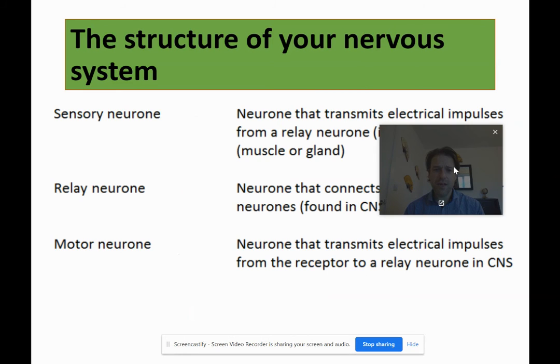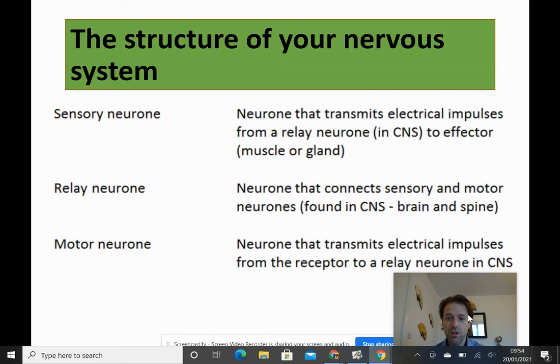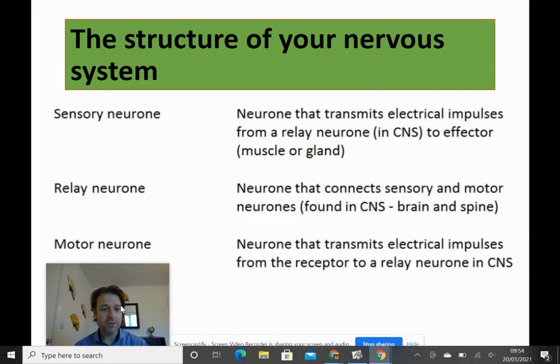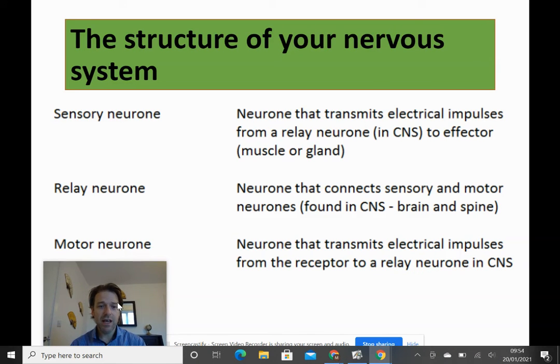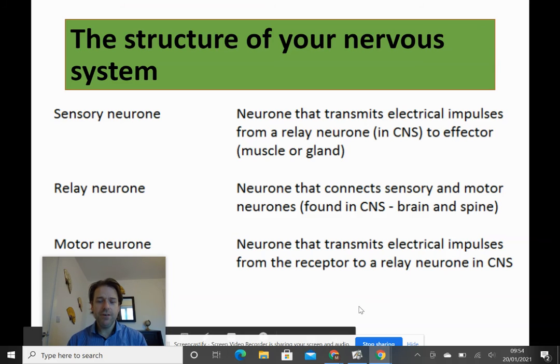And we've got three main types of neuron that you also need to learn the names of. We've got sensory, relay, and motor. If you pause the video now and have a look at these and see which one you think lines up with which. So hopefully you had a go at that.